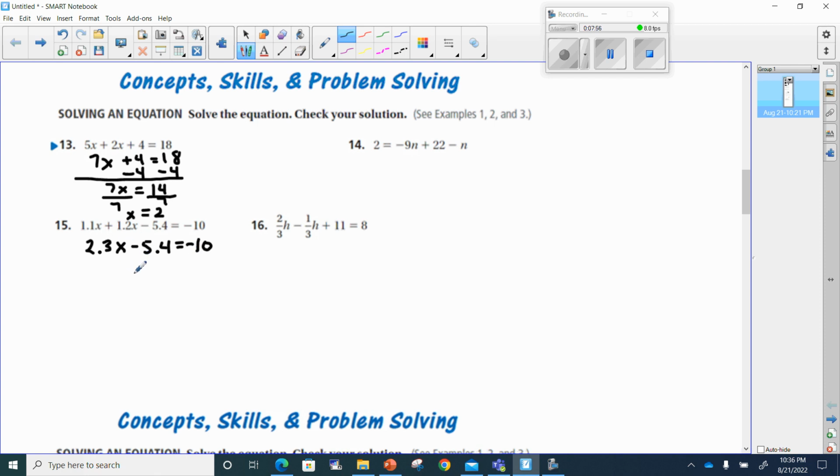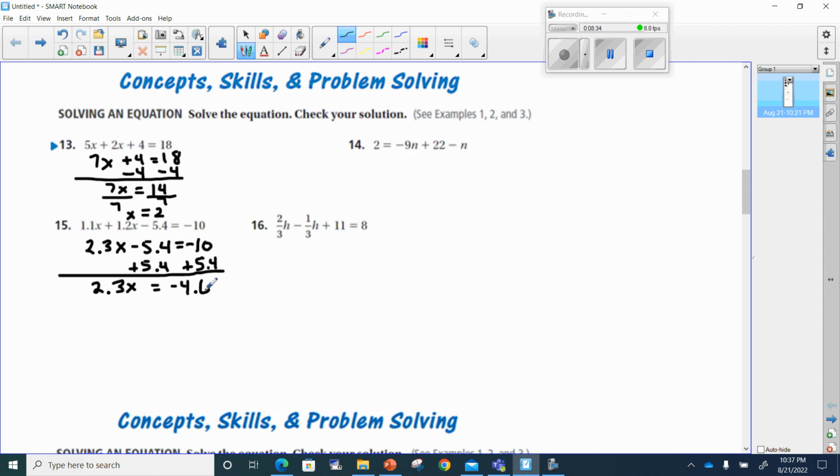So is this. And I need to isolate that x. So I'm going to add 5.4 to the side. Whatever I add to one side, I got to add to the other. That's going to give me 2.3x. This equals 0, so I'm not going to bring that down. The equal sign comes down. And negative 10 plus 5.4 is going to give me negative 4.6.